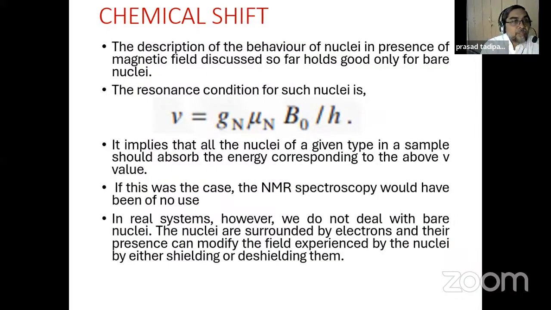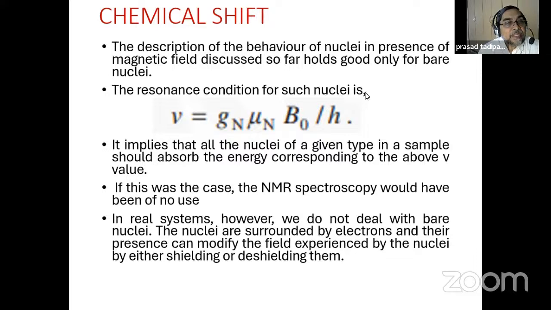Now we are moving to the practical side: how you are exploiting NMR in chemistry or even material science, wherever you are using it. So this chemical shift describes the behavior of nuclei in the presence of a magnetic field. Technically it is only for isolated nuclei. Okay, isolated is almost impossible, but we will apply some condition.